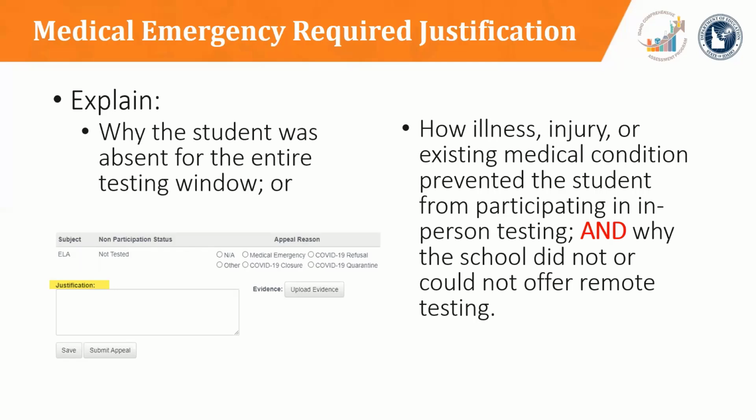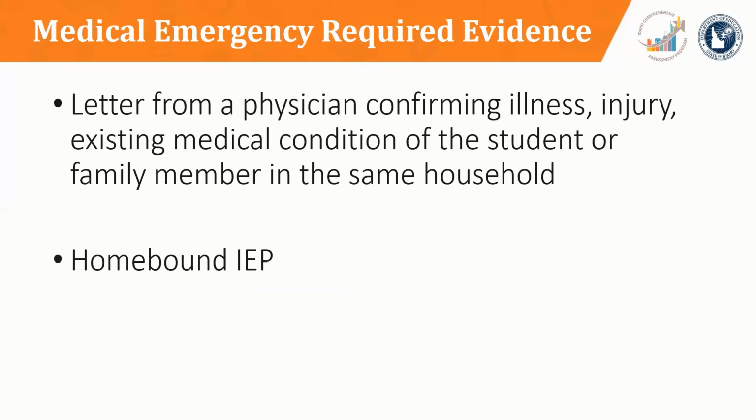For any student whose illness, injury, or existing medical condition prevented the student from participating in in-person testing, please explain how such circumstances prevented participation and why the school did not or could not offer remote testing to that student. To complete the medical emergency justification, you must submit a letter from a physician confirming illness, injury, or existing medical condition. You may also submit a homebound IEP that outlines existing medical conditions.